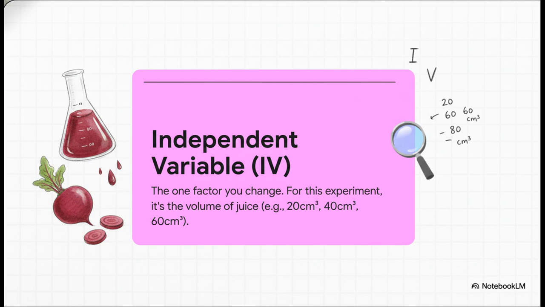I is for your independent variable. That's the one thing you're changing on purpose. In this case, the volume of beetroot juice. But here's the key, don't just say change the volume. That's not enough. You have to give specific values with units, like 20, 40, 60, 80, and 100 cubic centimeters. That shows you're really thinking it through.